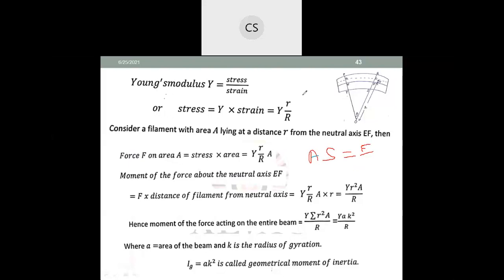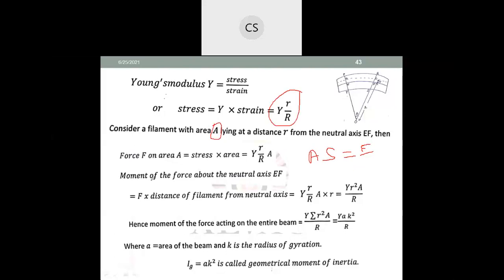What is stress? Just now we have found out that it is Y into r by R. What is area? Area we have just now defined, that is A. So therefore Y into r by R into A. That is the force acting on the area.